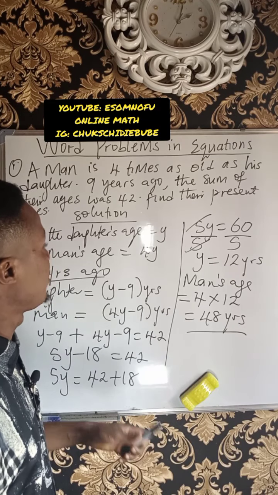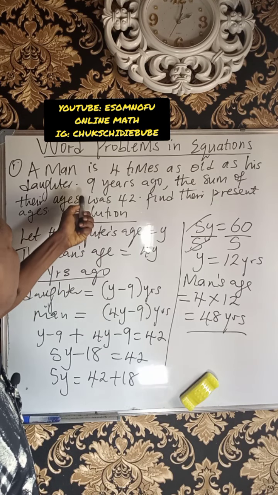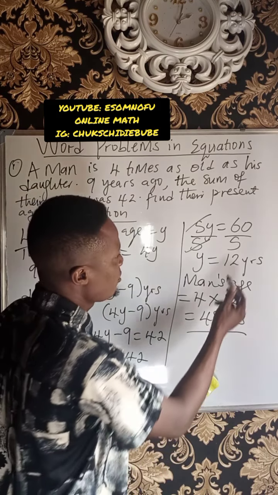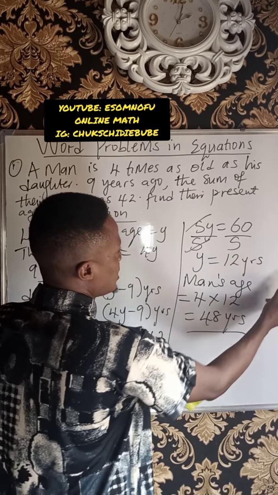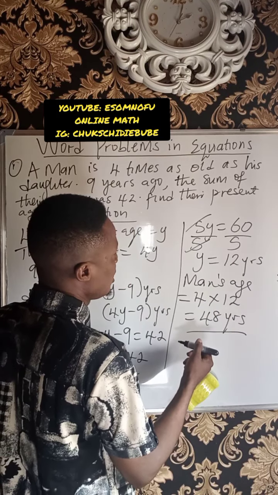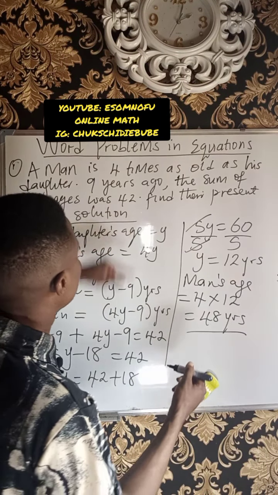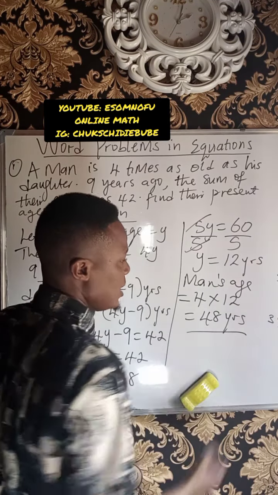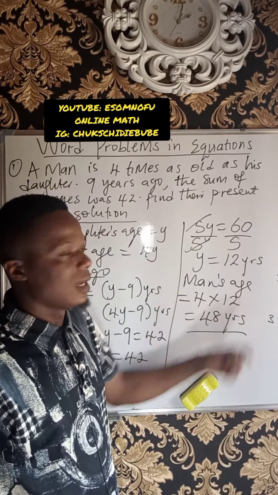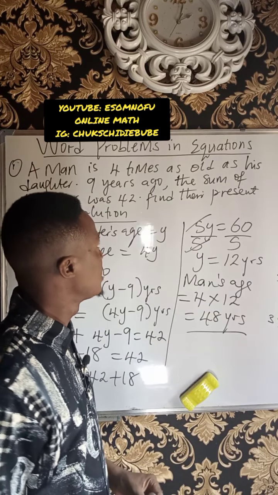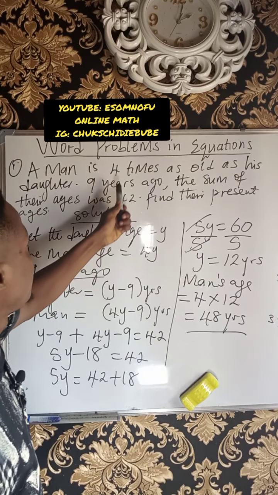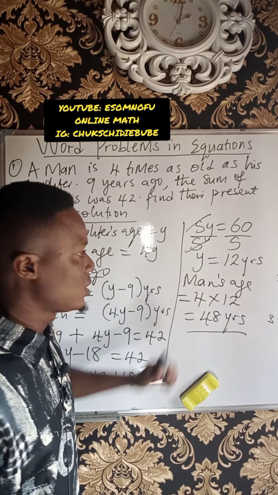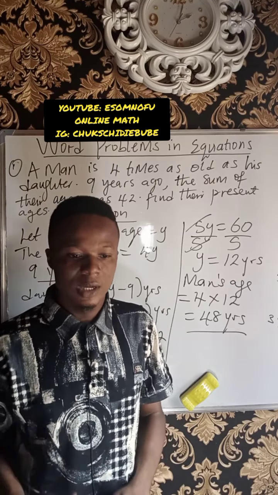If you want to see if you are right, you can verify. 9 years ago, the sum of their ages was 42. If I remove 9 from 12, I'm getting 3. If I remove 9 from 48, I am getting 39 years. So if I add 39 and 3, it will give me 42, to show we are right. And again, we are told that the man is 4 times as old as the daughter. So if you say 12 times 4, it will still give you 48. Let us take another question.